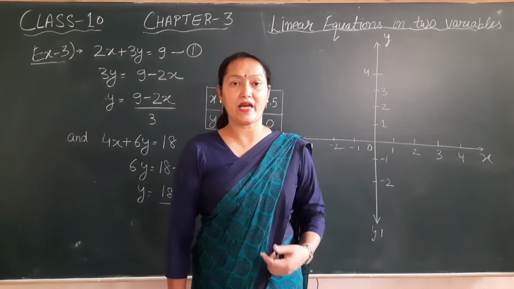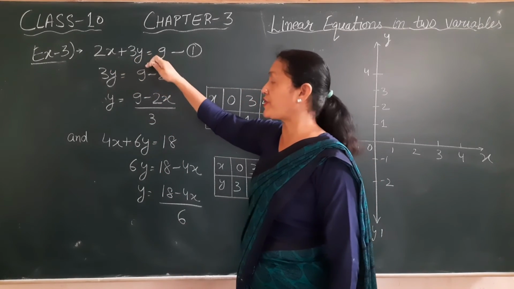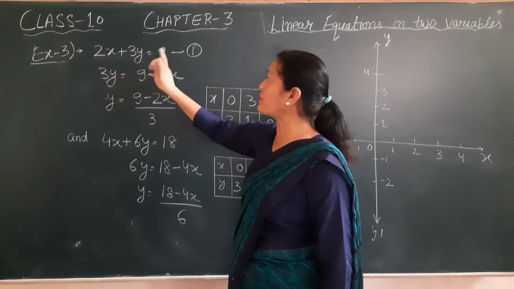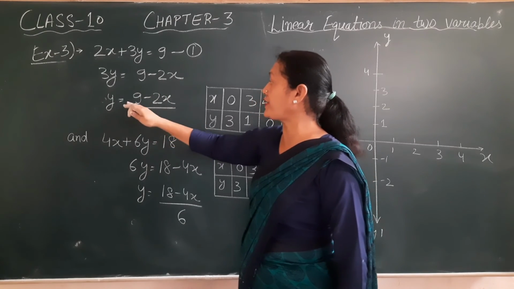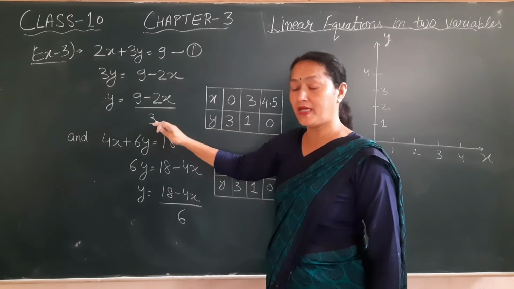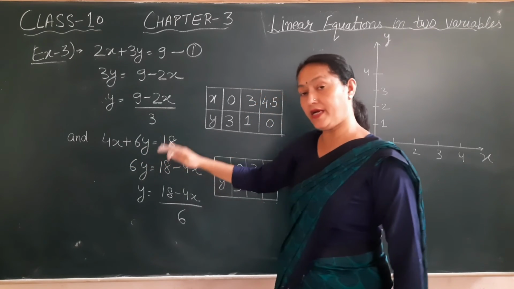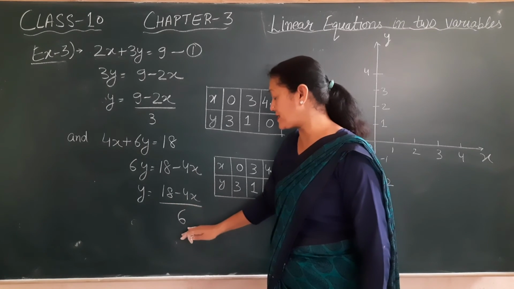Third example that I have taken here, first equation 2x plus 3y equals to 9. Rearranging, I have got 3y equals to 9 minus 2x, and then y equals to 9 minus 2x upon 3. Second equation 4x plus 6y equals to 18, and rearranging I've got y equals to 18 minus 4x upon 6.